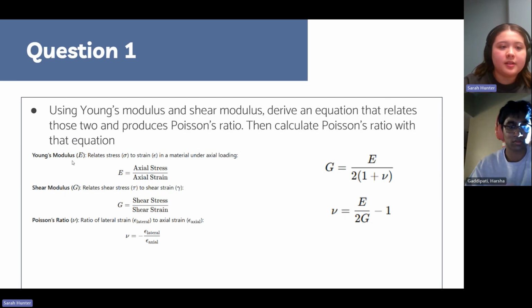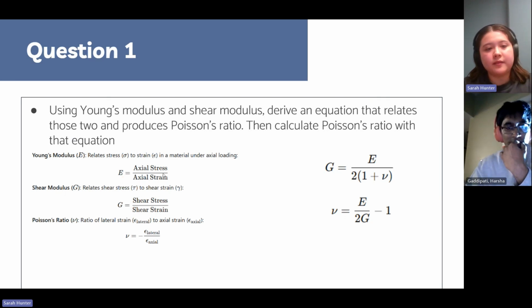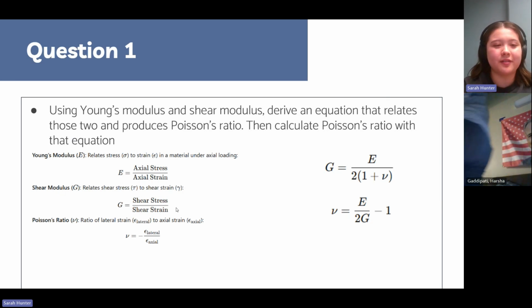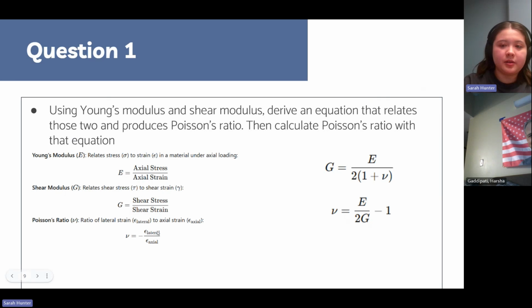What I basically did was I have these initial equations out here, Young's modulus and shear modulus over here. We had ChatGPT write them out in an easy to visualize format because it would be very hard if I was just using parentheses. So we have axial stress, axial strain: E equals axial stress over axial strain, G equals shear stress over shear strain. And then we have Poisson's ratio. We use these equations and combine them over here.